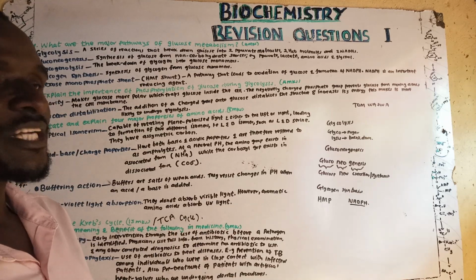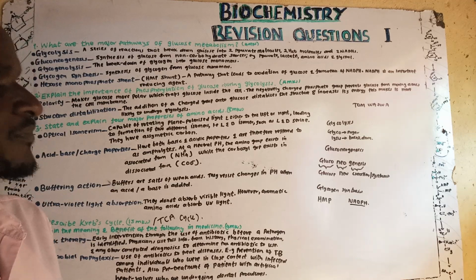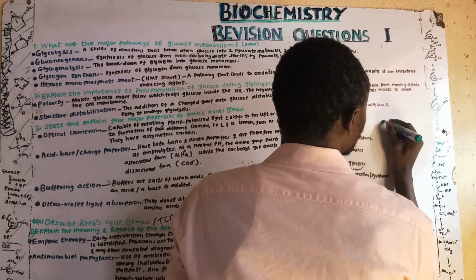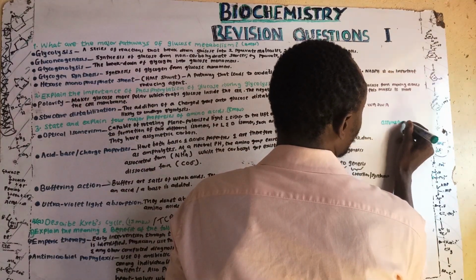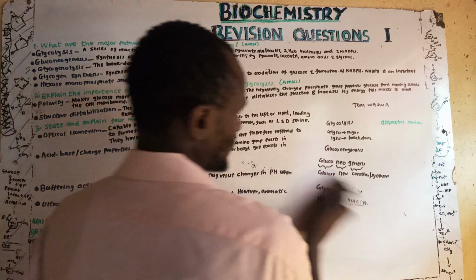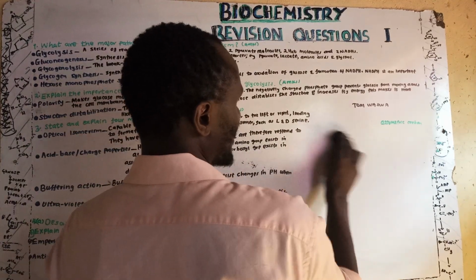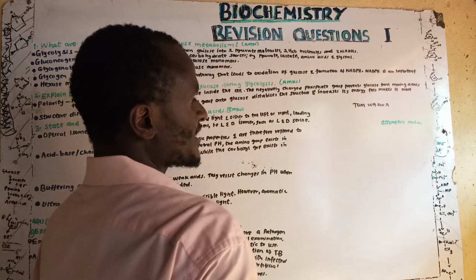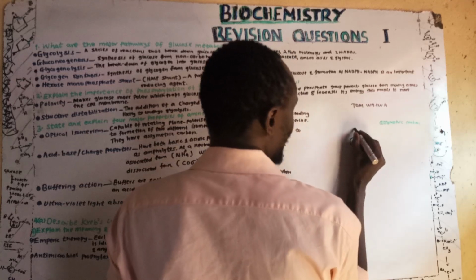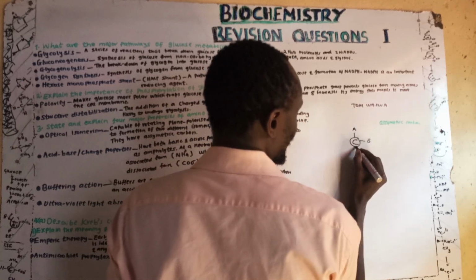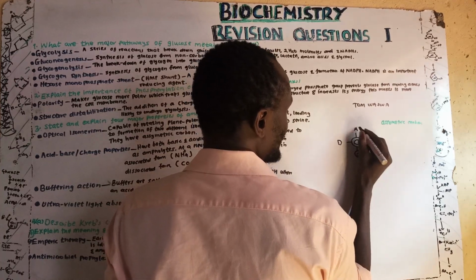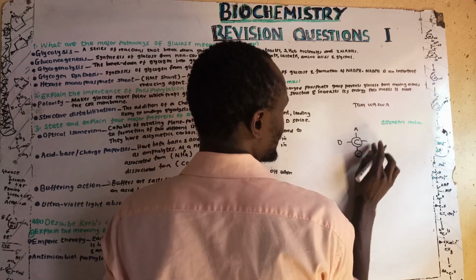So what confers this property to amino acids? It is the presence of asymmetric carbon. What is the meaning of asymmetric carbon? I think I have explained that one in my notes. But an asymmetric carbon refers to that carbon atom that is attached to 4 different groups of atoms. Let's say this is A, this is B, this is C, and this is D.